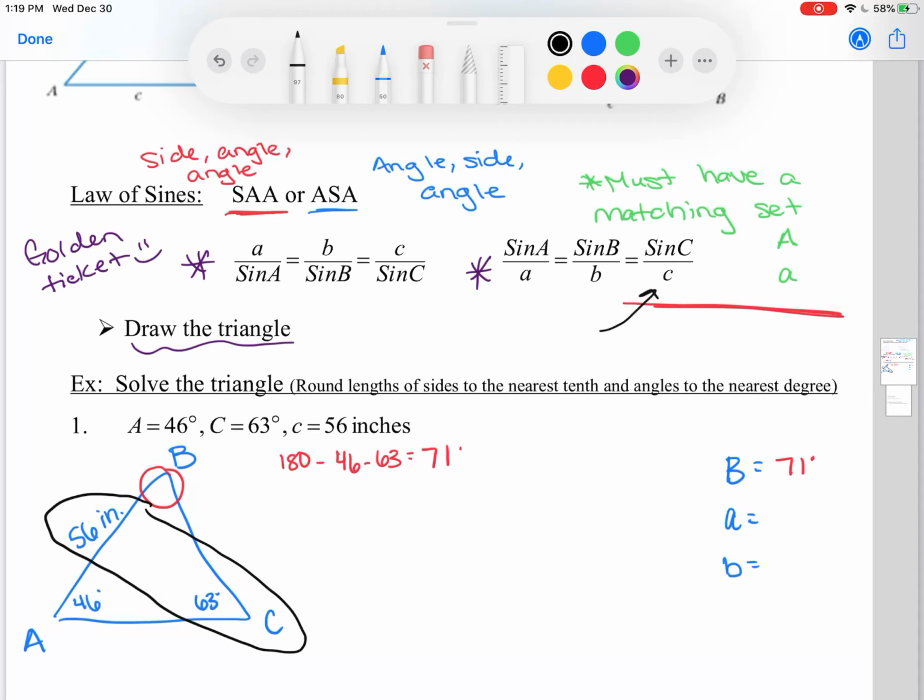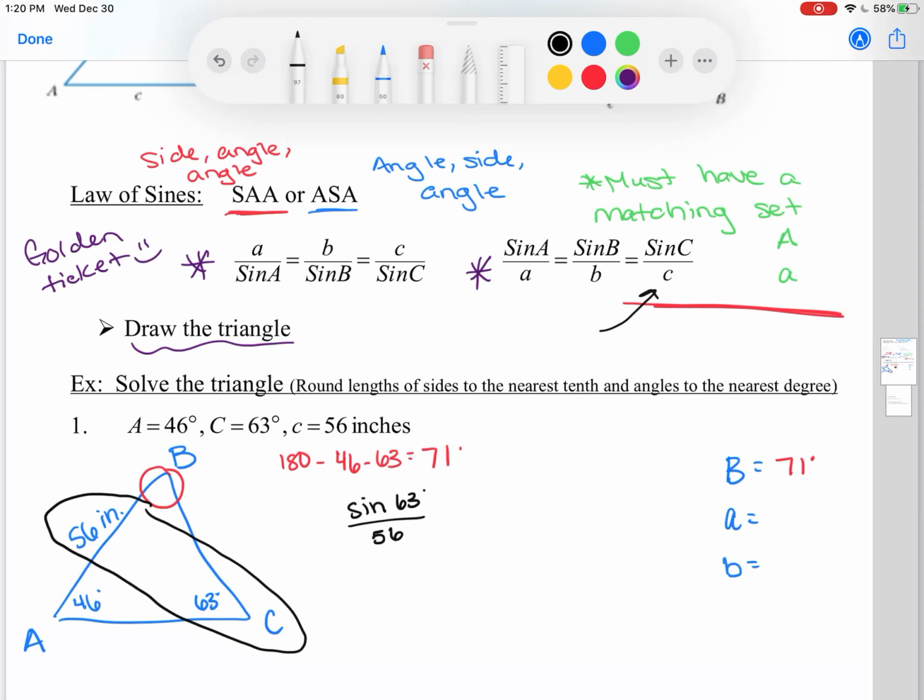Again, you can move and manipulate the proportions just by moving them to first, second, or third. Either is fine. So I got sine of C, which is 63 degrees, divided by lowercase c, which was 56. I like to put my angles on top and my side lengths down below. That's just my preference. If you like to reverse it and do sides up top, angles down below, that is fine as well. Just make sure that your angle is sticking with sine every time.